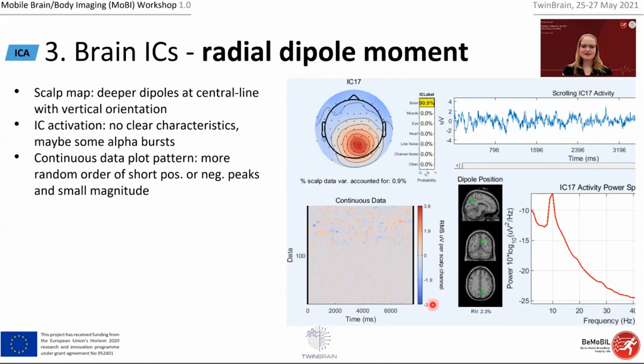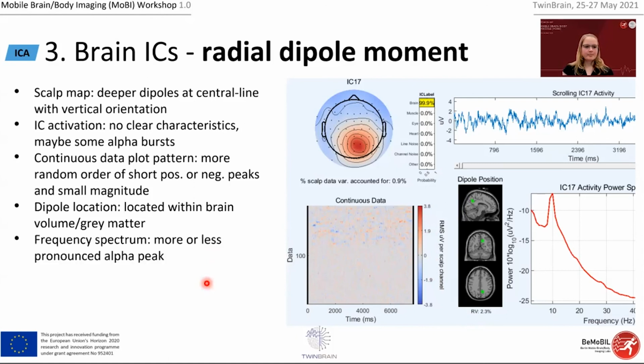So we do have a different scale here. Yes, so a frequency spectrum having the alpha peak, this is definitely really a property that's special to independent components that represent brain activity for humans.